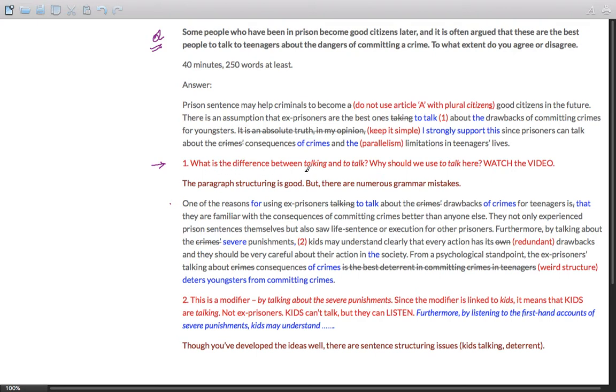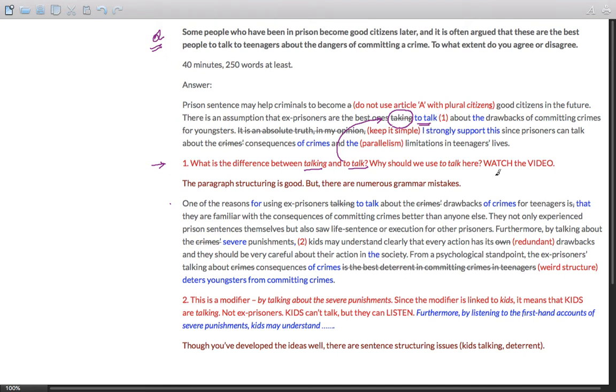So, what is the difference between talking and to talk? And if you want to really understand the context of this question, just go to this place. I've given a link to this article just below this video. You can click on it and go to this page. So the student has used talking over here instead of to talk, and I've changed it from talking to talk.